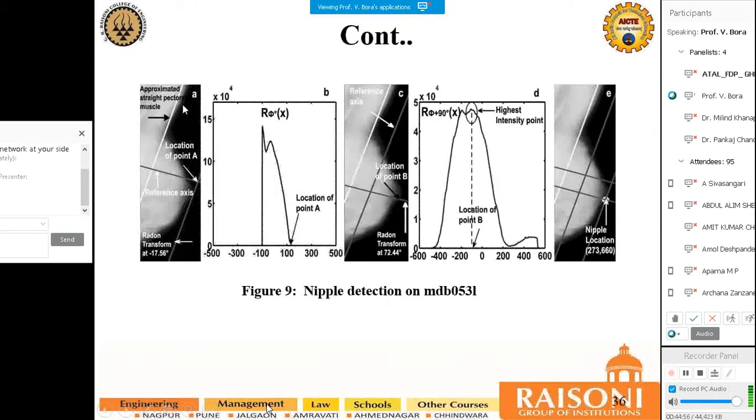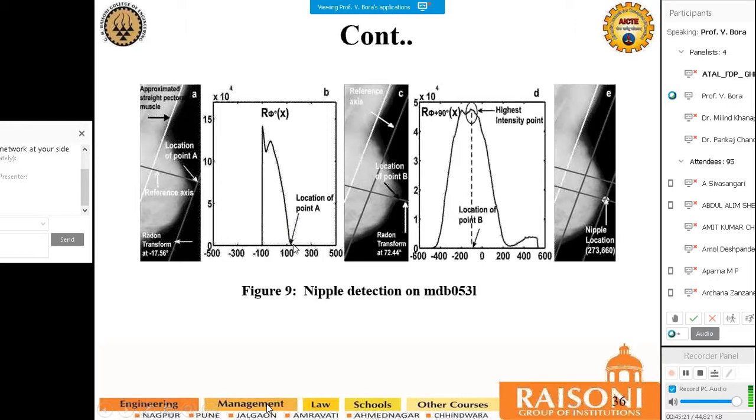So this is the mammogram. This is the pectoral muscle straight line detected by the Hough transform on the texture plot, and this helps to give the slope, that is the angle, this angle, and the two radon transforms were taken to indicate point A and point B. And here, this is the radon transform at angle 5. This is the location of point A.